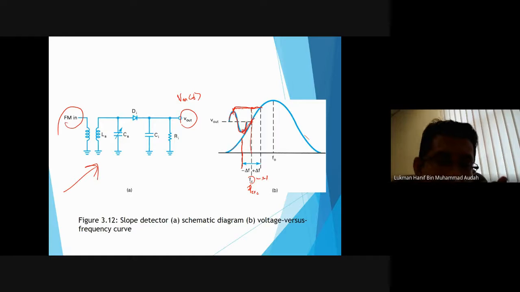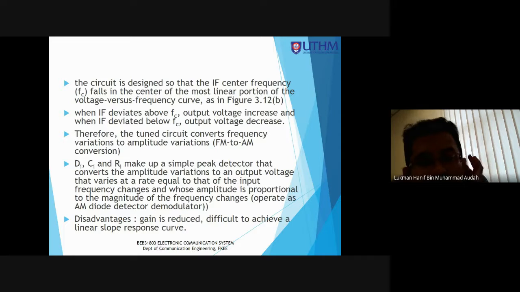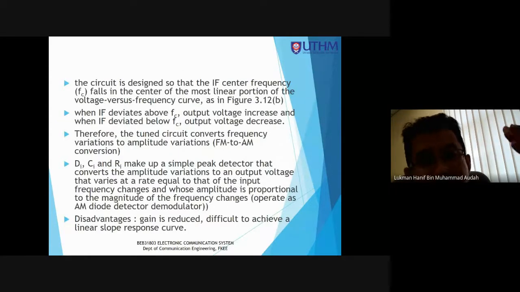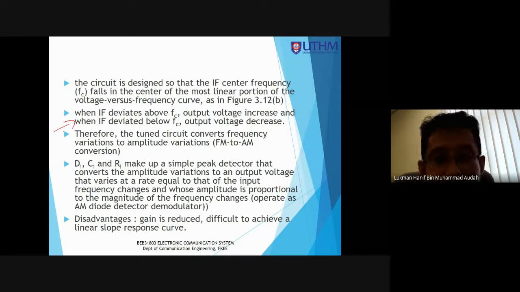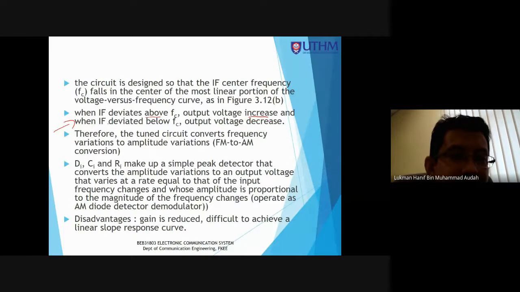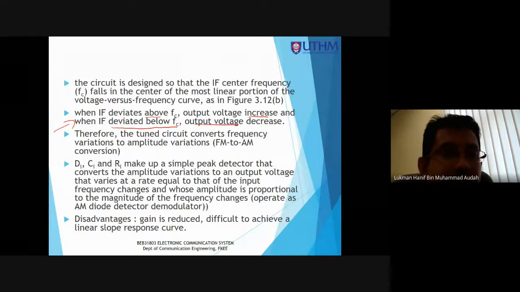If the input frequency becomes smaller, that means it will produce output towards minimum voltage. Okay, kalau frekuensi semakin kecil, output voltage akan semakin kecil. So this is a slope detector. Okay, So that's why dia ada terangkan di sini berkenaan dengan if IF deviates above and below of the FC, what happened? Okay, if IF deviates above FC, the output voltage will increase. If IF deviates below FC, the output voltage will decrease.